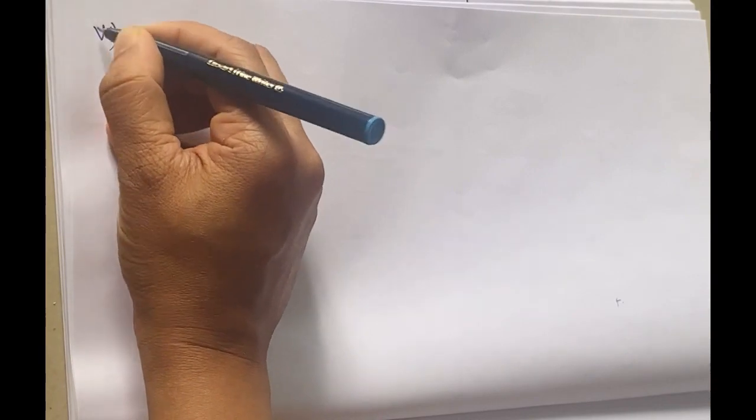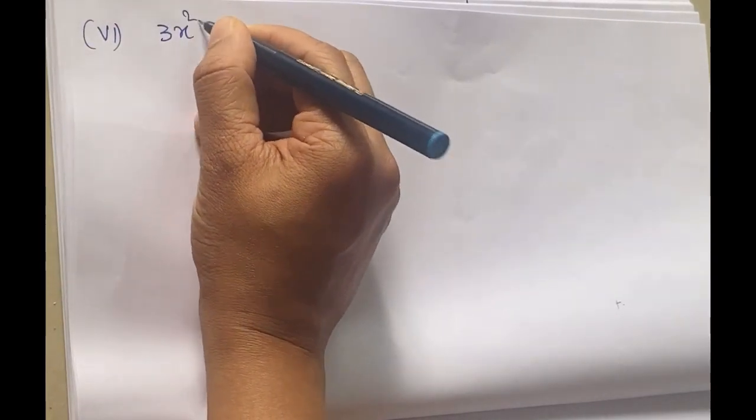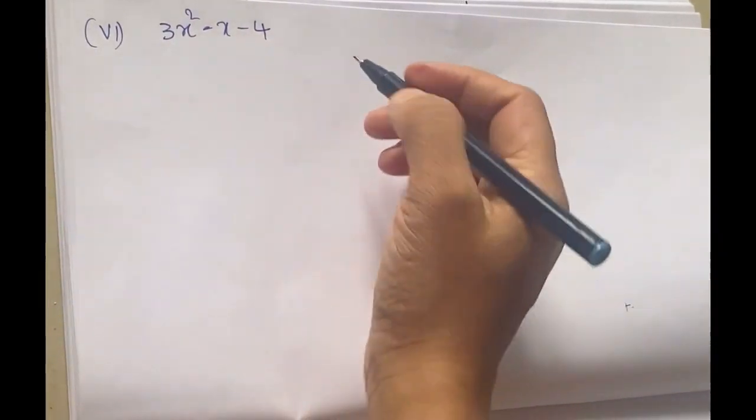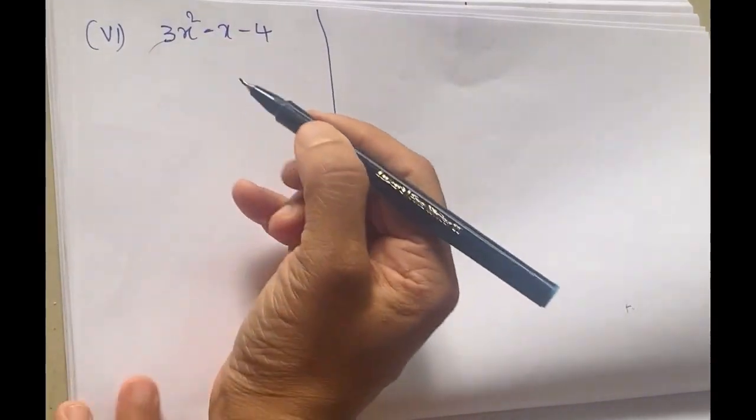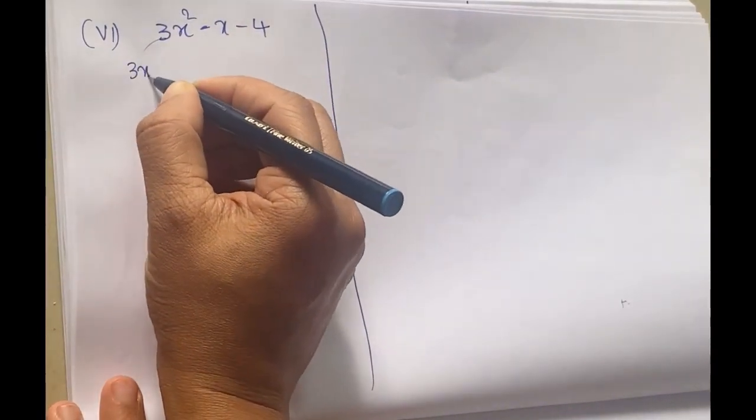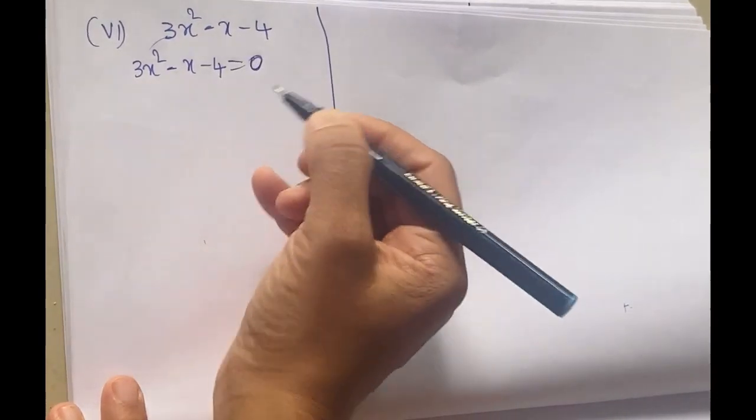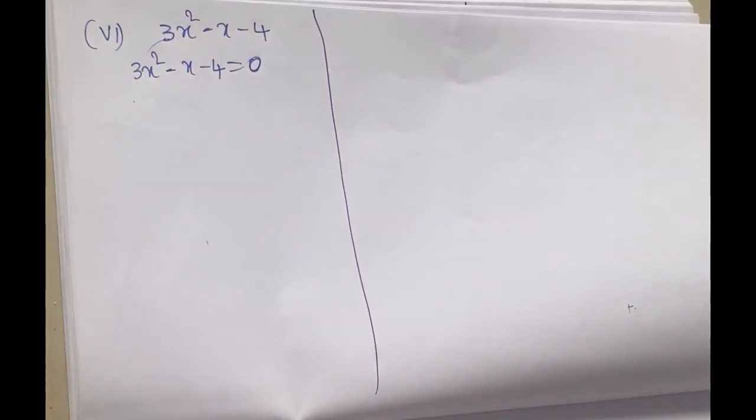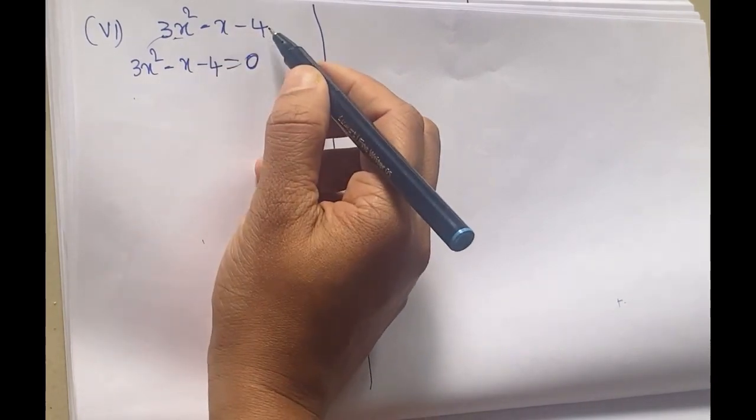Thank you so much. Last problem, sixth one. 3x square minus x minus 4. This is the given polynomial. We need to find the number of zeros of this polynomial. I will take this one as an equation. 3x square minus x minus 4 is equal to 0. Then when you solve this one, you will get values of x. That is nothing but the number of zeros of this polynomial.